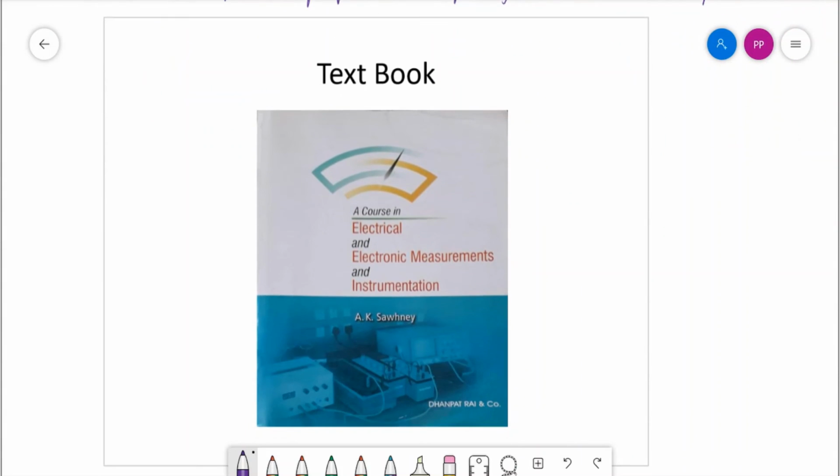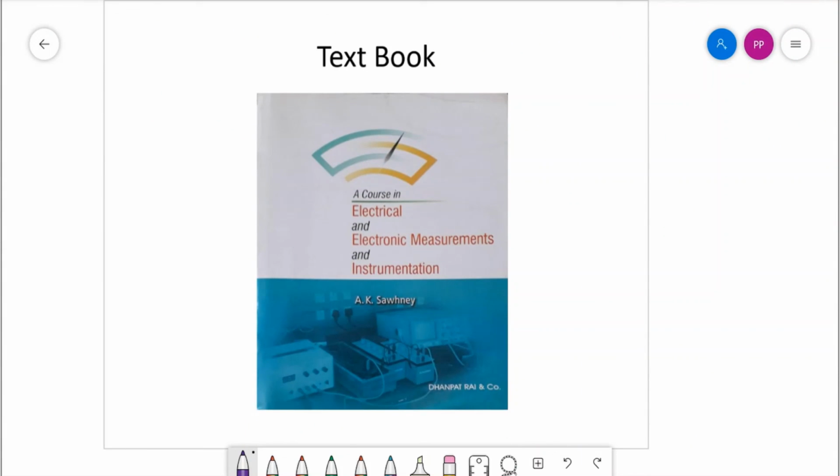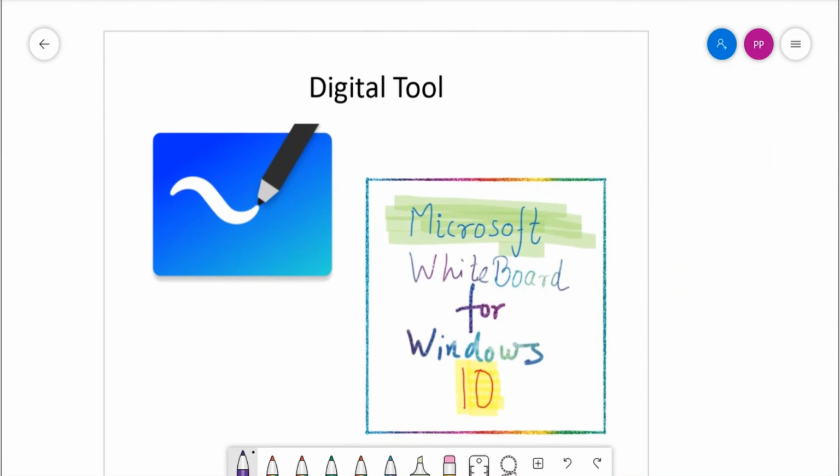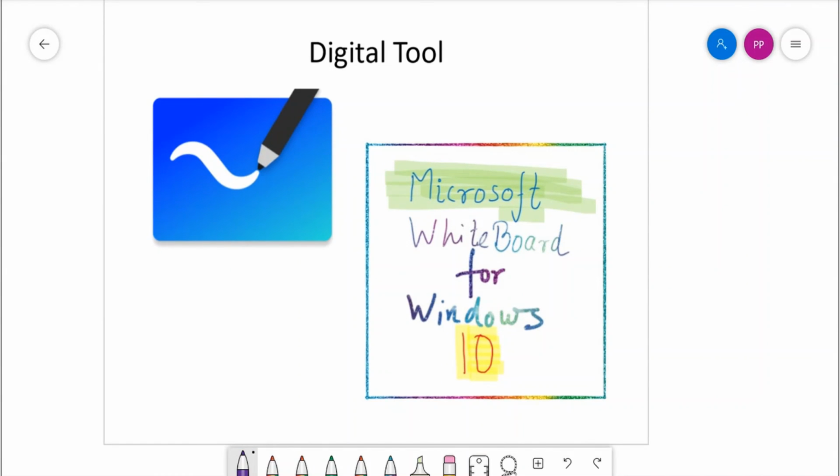So this is the textbook by Professor A.K. Sawhney. It is a huge handbook and bibliography of measurements and instrumentation. Most of the topics are covered over here. So today's topic has been taken from the same textbook. The digital support which we are using for this lecture is the Microsoft Whiteboard for Windows 10, and all the writing work and drawing pictures are done on this tool.